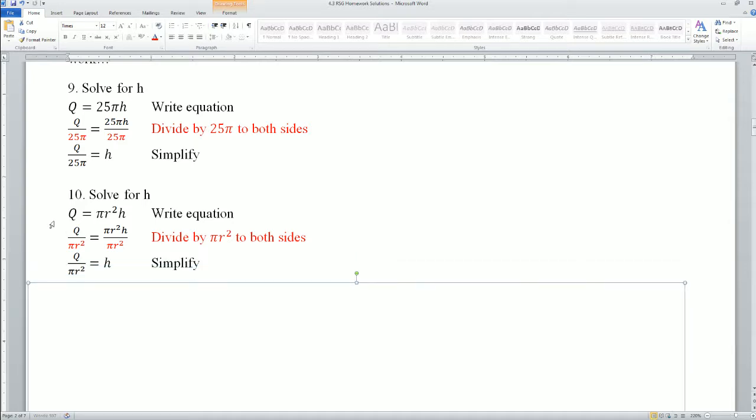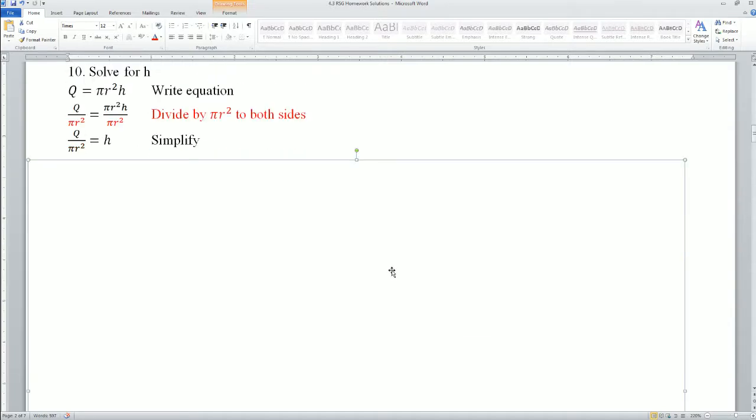Number 10. Q equals 2 pi r squared h. That is the original equation. To get h alone, I am going to divide by pi r squared. So I'm going to divide pi r squared on both sides. I simplify. I get Q divided by pi r squared is equal to h.